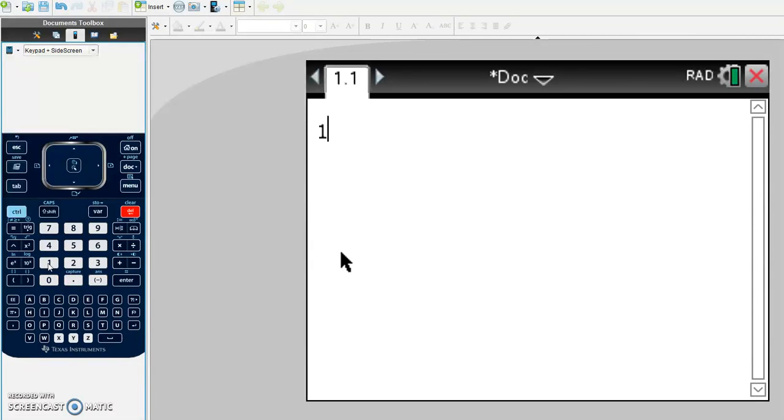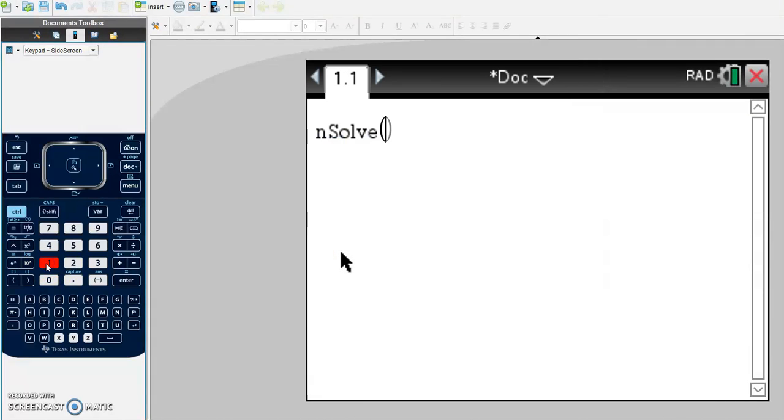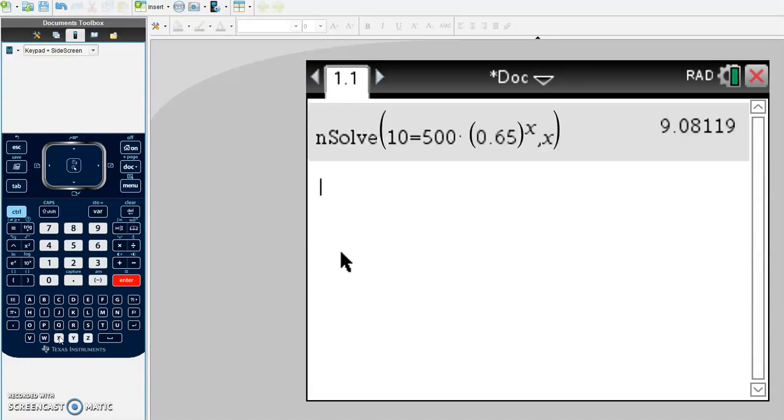Oh, I didn't do InSolve. What happened to that? Menu 3.1. Let's try that again. Menu 3.1. Okay. Now, $10 equals the 500 times 0.65 raised to the x power, and then my comma x. And so that tells me after about 9 weeks, the stock will be worth $10.